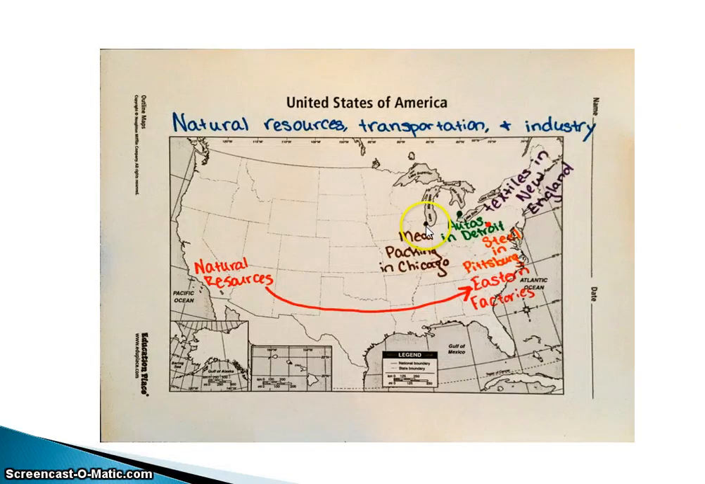So if we put our dot on Chicago, we can say meat packing in Chicago. Remember, Chicago is in that northeast corner of Illinois. If you look at our industries, you can see they're all in the eastern part of the country. Those eastern factories.